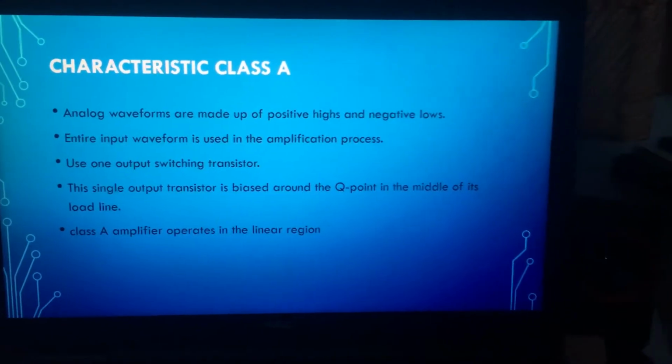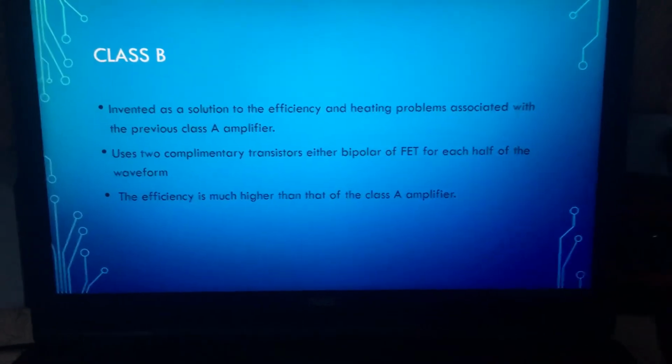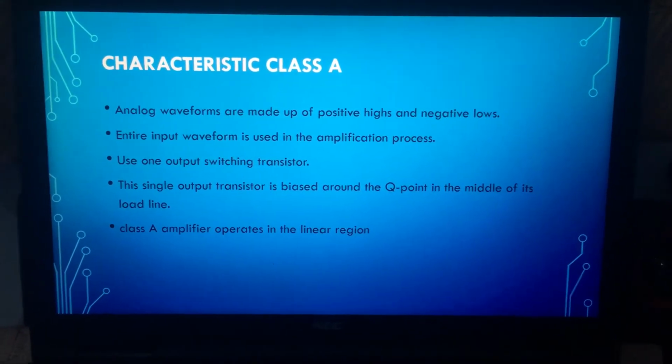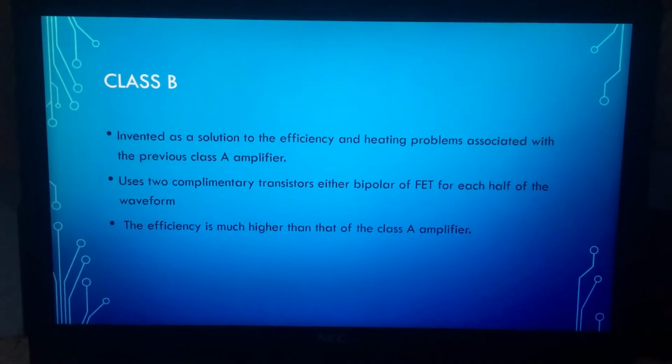Next, class A amplifier. Class A amplifier operates in a linear region. Next. Class B.